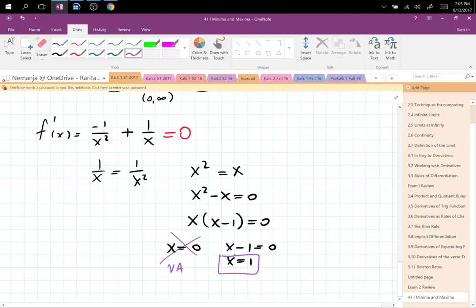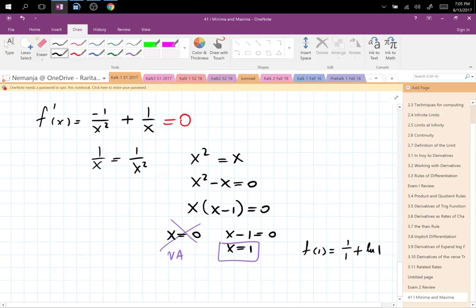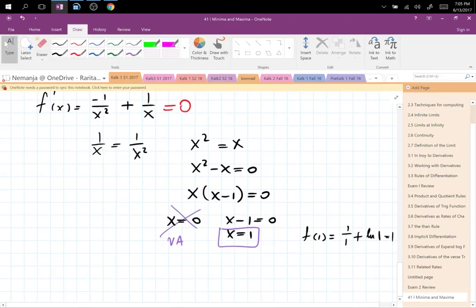Now to find the y value for it, plug into the original function. We have that f of 1 is equal to 1 over 1 plus ln of 1. Well, ln of 1 is 0. So we are getting 1. And the critical point is just (1, 1). We don't know whether it's a min or a max now, but we know it exists.